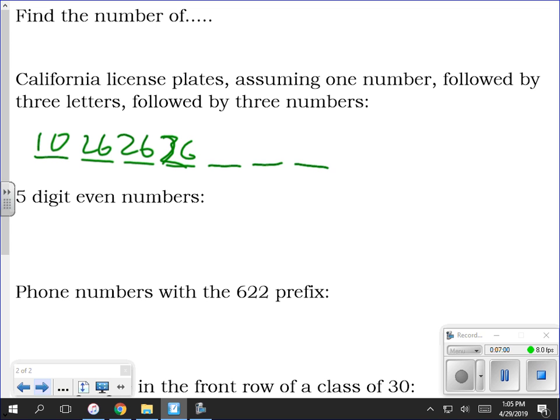Okay, so followed by 3 numbers. So the next one is a number. How many choices do I have there? I have 10: 0, 1, 2, 3, 4, 5, 6, 7, 8, 9. 10. And the next one? And the next one? 10. So how many combinations? You multiply all of these together.